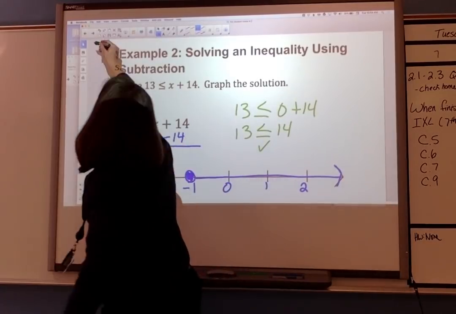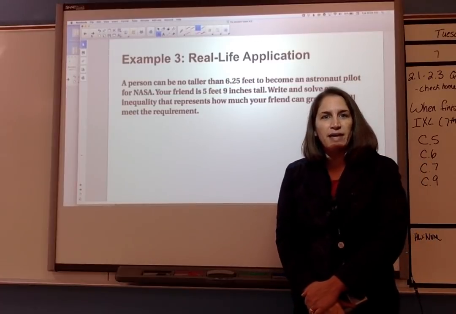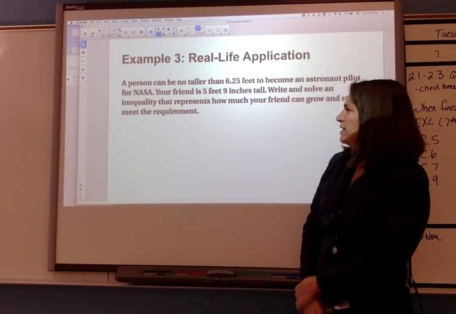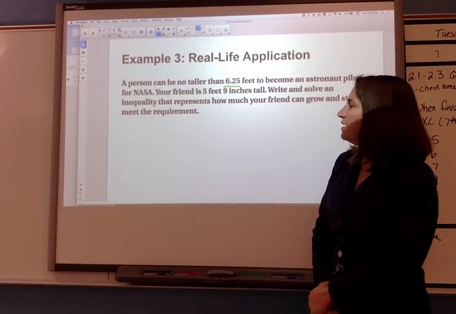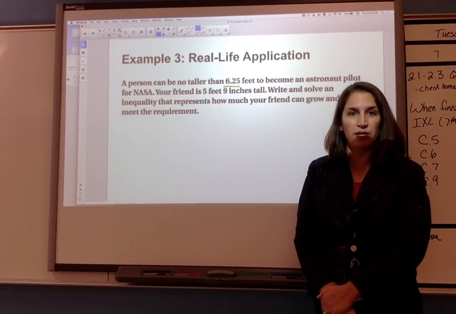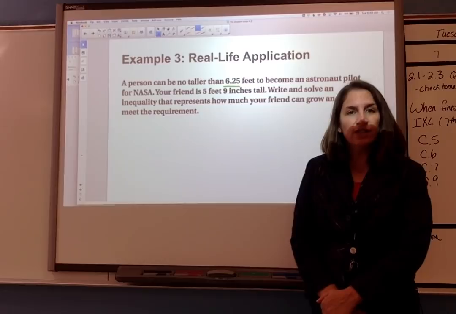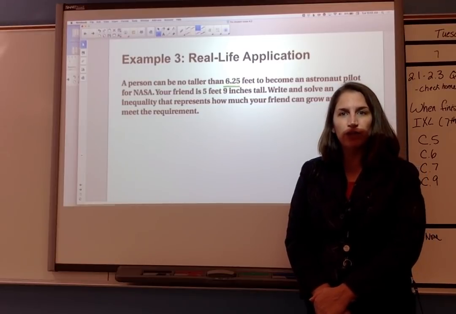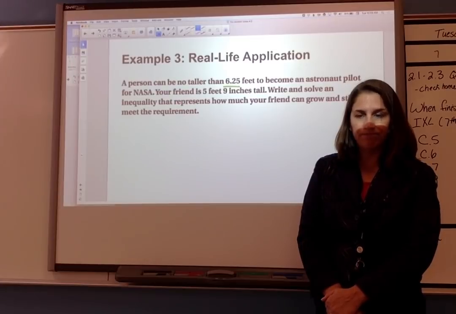Okay, let's look at one last example where we have this real-life application. So we see that a person can be no taller than 6.25 feet to become an astronaut for NASA. They must not want you to be too tall in those spaceships. Your friend is 5 feet 9 inches tall. Write and solve an inequality that represents how much your friend can grow and still meet the requirement.